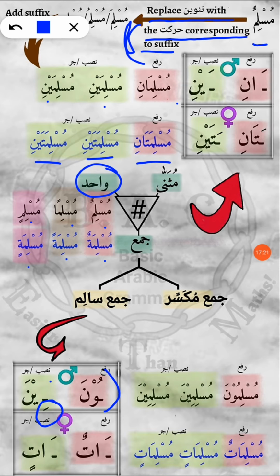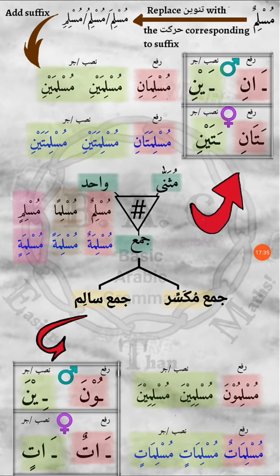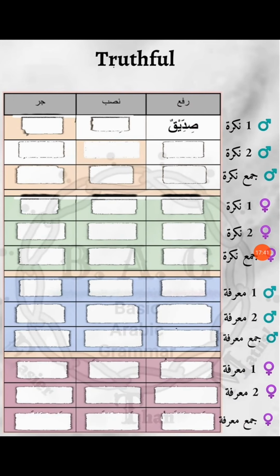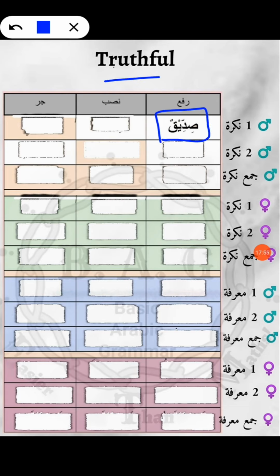And of course, we have studied exactly these portions, for example. Then you get muslimuna, muslimina, muslimina, jama salim masculine. Then muslimatun, muslimatin, muslimatin for feminine jama salim. So what you're going to do is a little practice. Pause the screen and make all these derivatives of the word siddiqun. It means truthful, one who tells the truth.